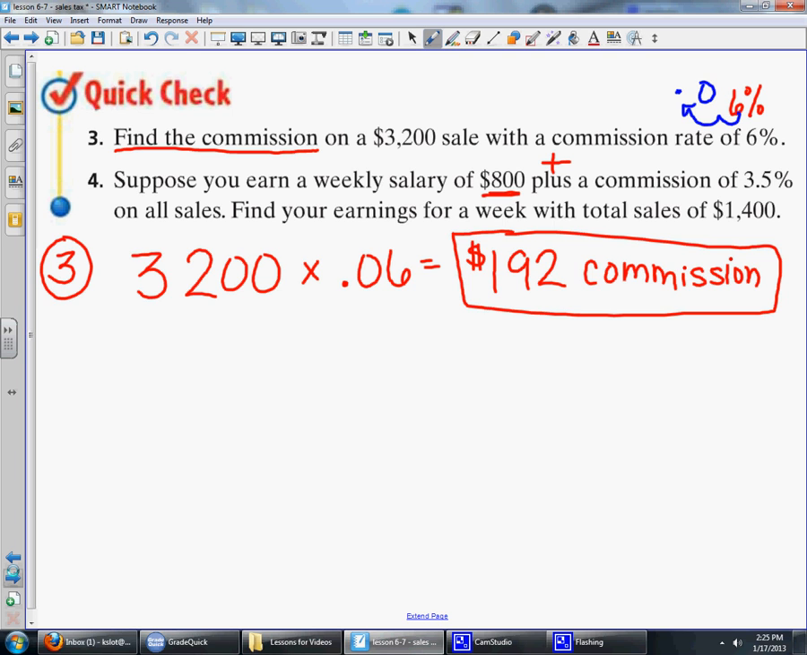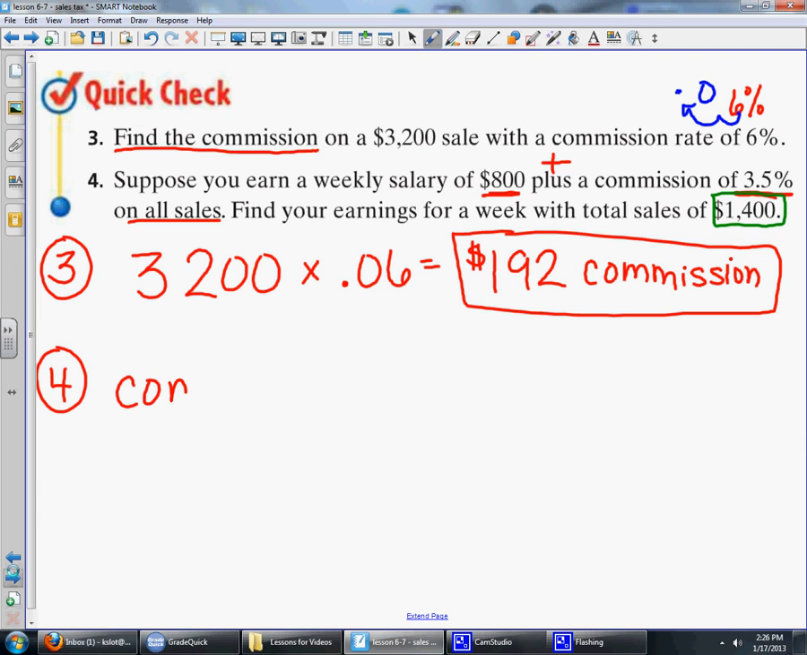Plus, you get a commission of 3.5% on all your sales. So you want to find your earnings for a week if you sold $1,400 worth of merchandise. So the first thing that we want to do is find out what the commission is that you're going to make.